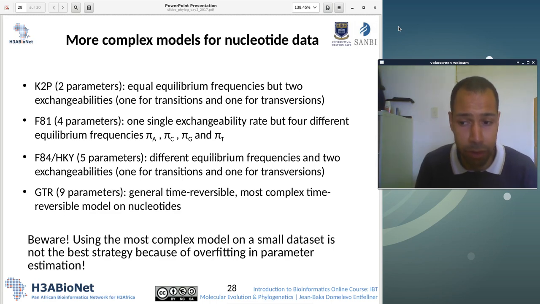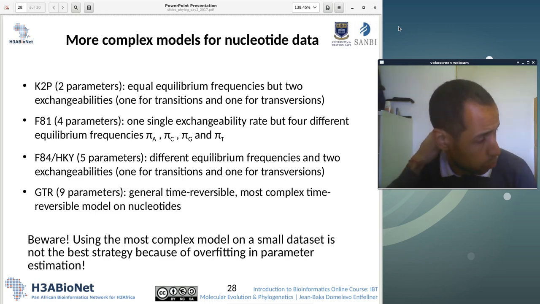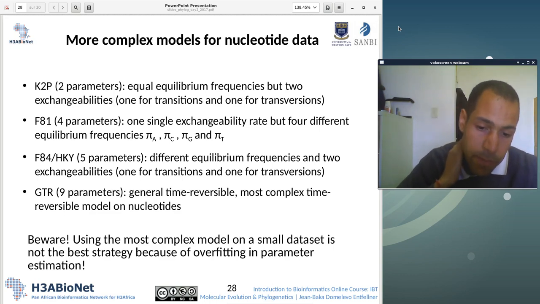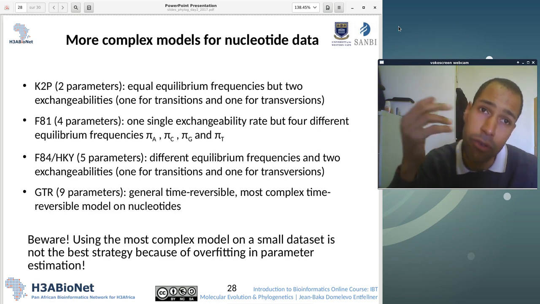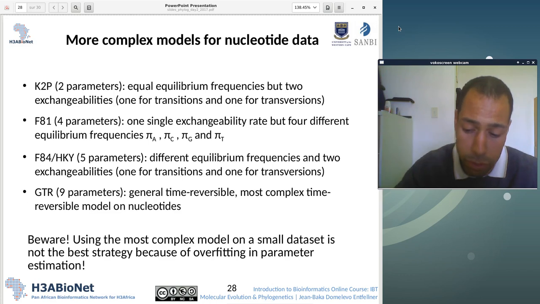So beware, using the most complex model on small data sets is not always the best strategy, because the more parameters you use, the more data you need to estimate these parameters. Okay, and if you have too small a data set, you are doing what is called overfitting. It means that you're learning parameters that are too tightly coupled to the training data that you're using, and these parameters are not usable for any other purpose than just the alignment you're having as training data, and also because of this overfitting, it has some bias in the estimation of divergence times.